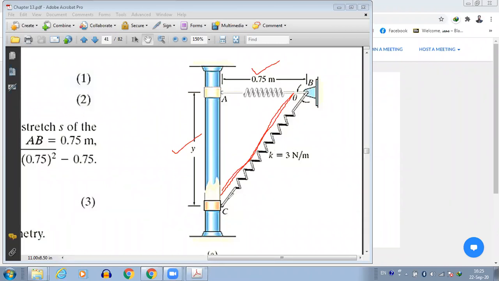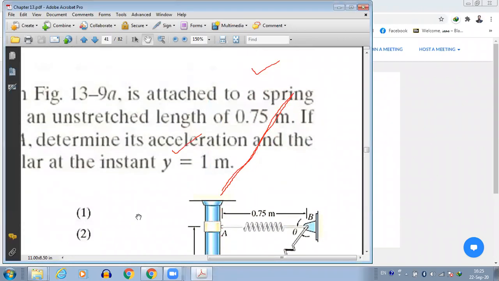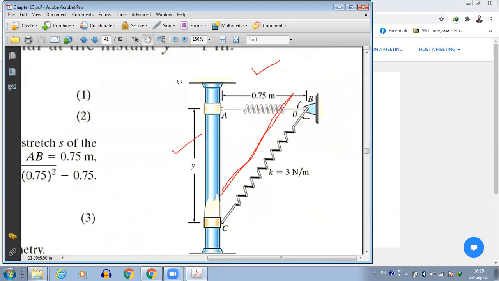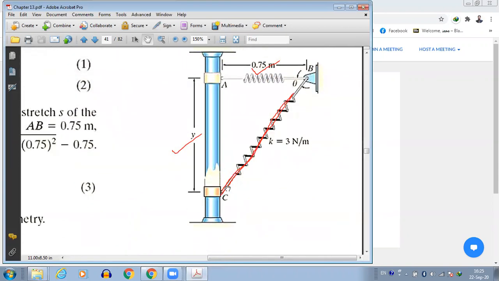But this length is not s. This length is the total length. We need to know the unstretched length. I think it is written in the question. Yes, an unstretched length of 0.75. So whatever this length is, minus 0.75 will give you the s, which we are going to use in the formula F equals ks. Do you understand this point or not?